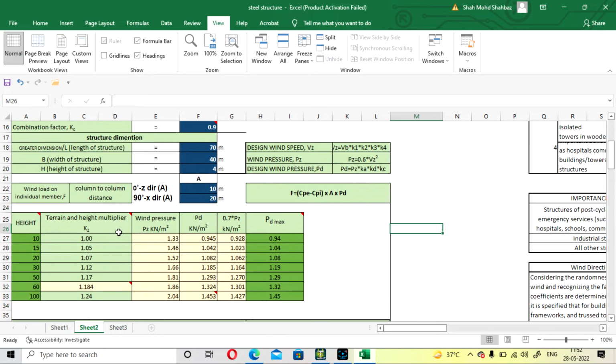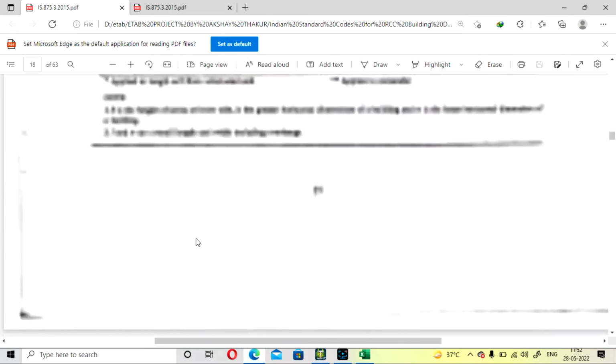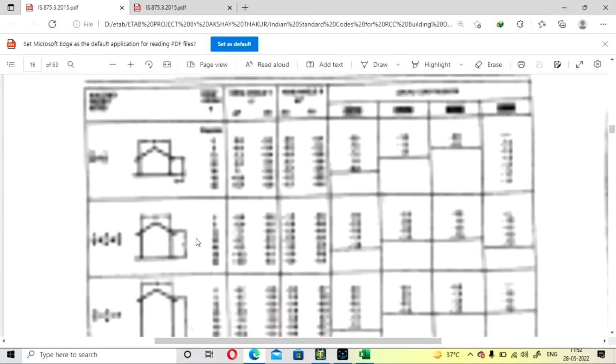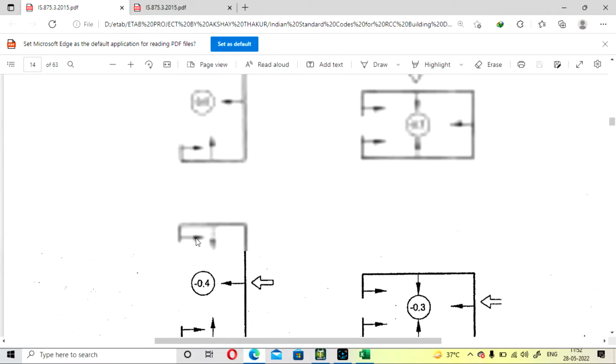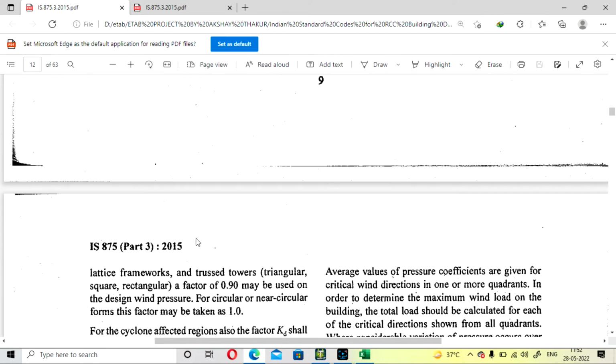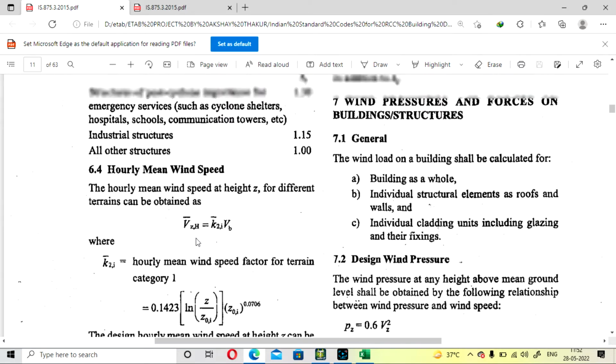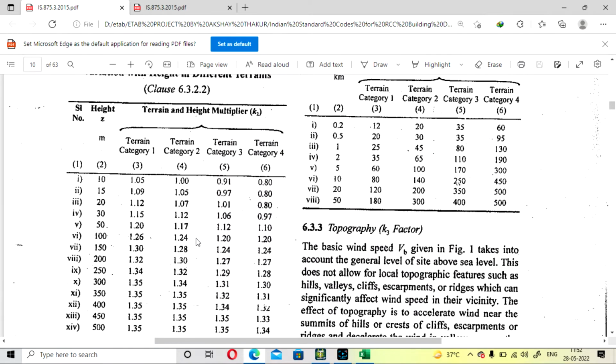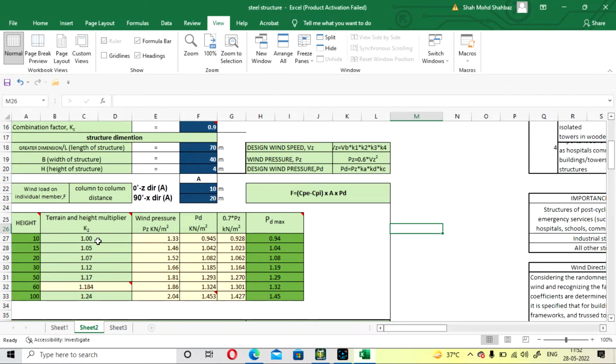Your terrain and height multiplier will be calculated here. On page number 8 I will show you. It is quite a bit complex, that's why I am showing you step by step so you don't need to be confused. On page number 8 it is showing, 6.3.2.2. Our height of the structure is less than 10 meter and our terrain category is 2, so our value is 1. So this is 1. Here it is taken automatically by itself, you don't need to change any values.